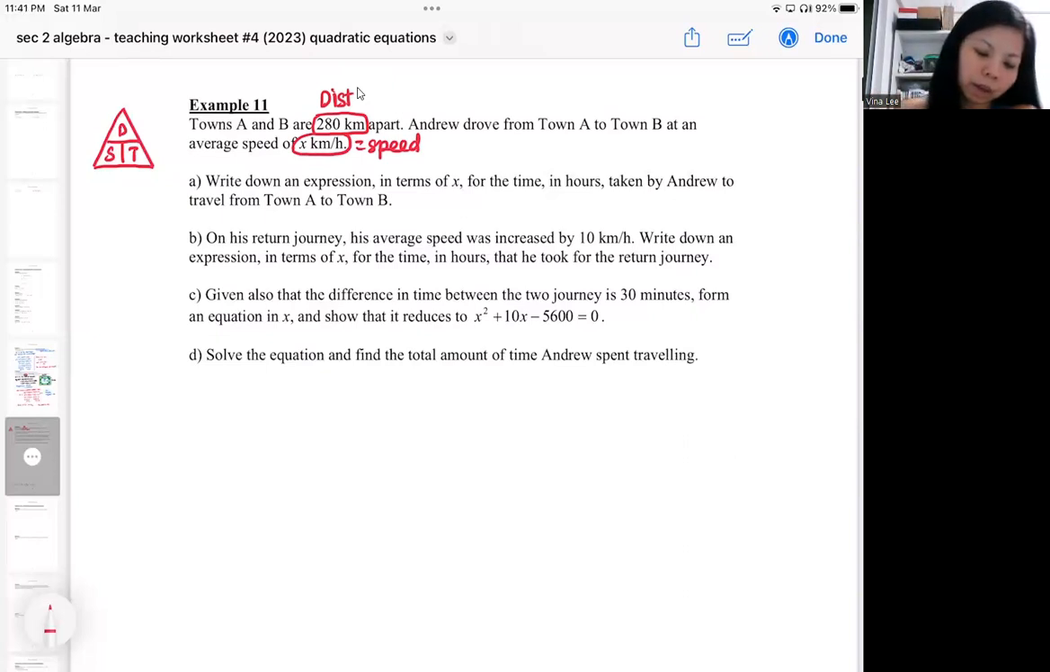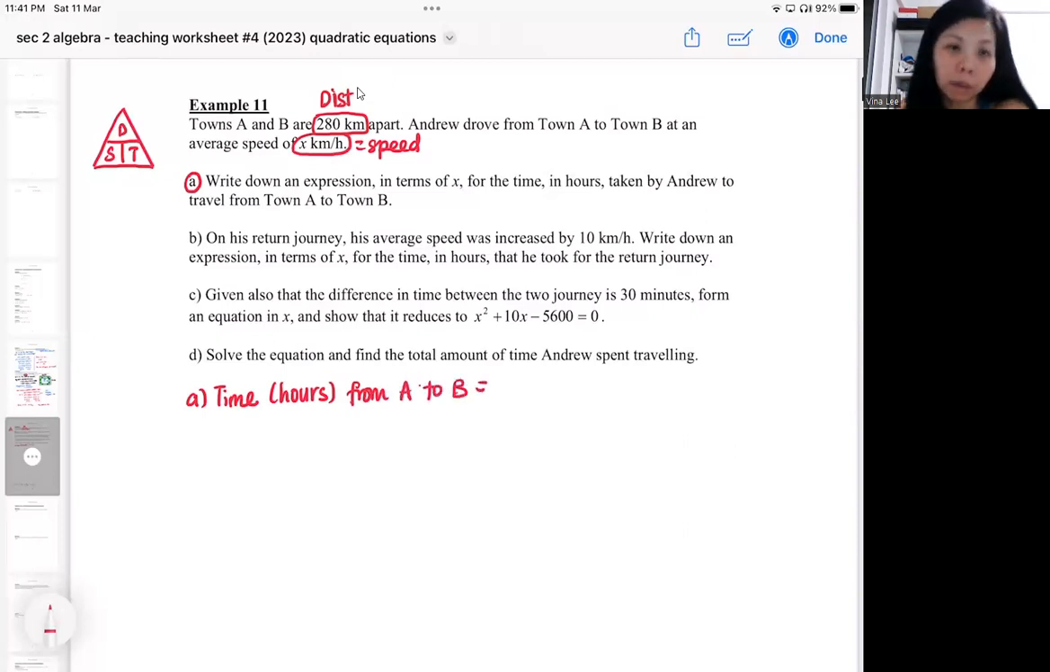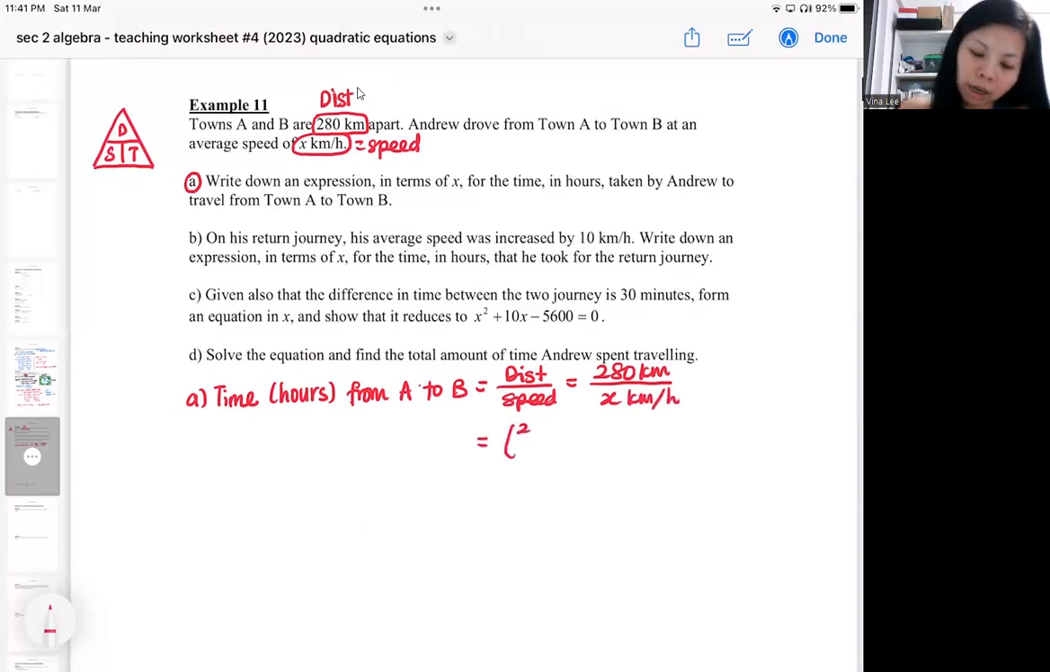Okay, so with this, I can do my part A. If I would like to find the time, and the time is in hours, from A to B, I got to apply the formula. According to the triangle formula, if you would like to get the time, it's distance over speed. So you must make sure the units match. So it's kilometer and it is X kilometer per hour. So the time is this in hours.